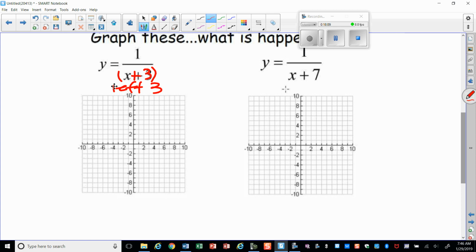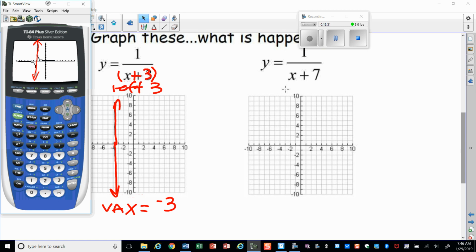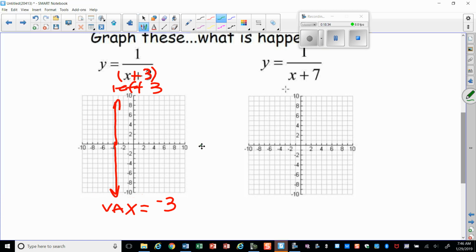Okay, so my vertical asymptote moved, and that is going to be x equals -3, because the vertical asymptote crosses the x-axis. But the horizontal asymptote stayed the same, it was still 0. It did not go up or down. So here's my horizontal asymptote, and then you can just fill in the hyperbola. So negative goes negative, positive, positive.